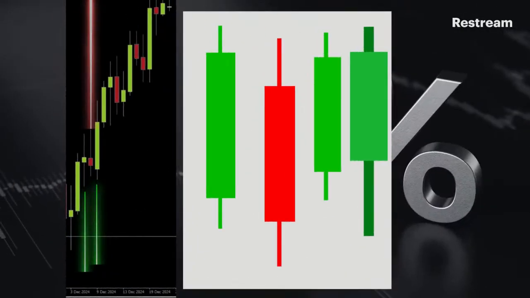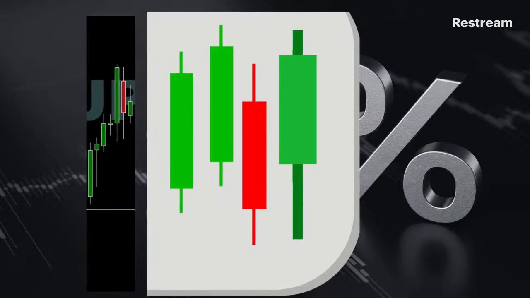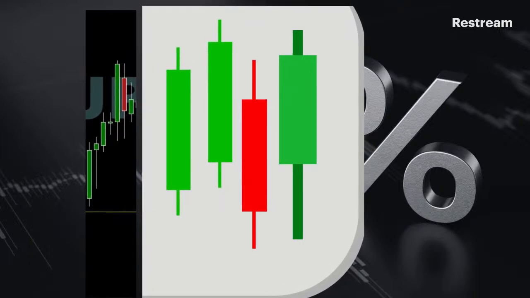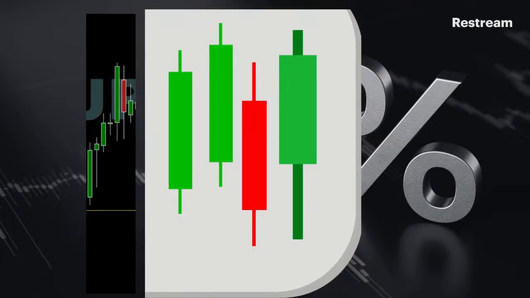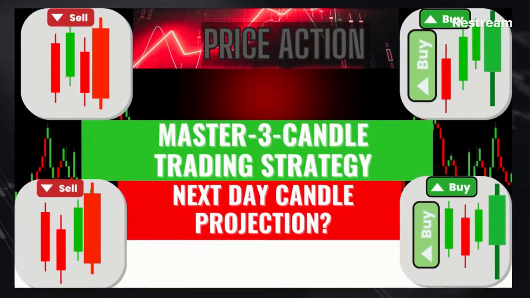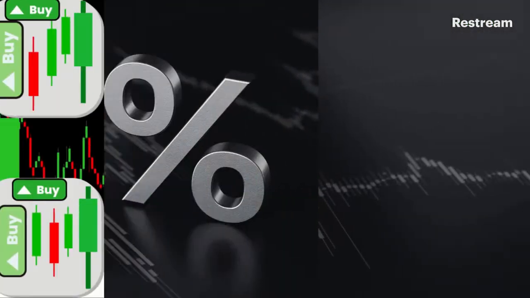Another example on December 9, 2024, we had green, red, green, so the next day should be green. And guess what? That's exactly what happened. Another example on February 11, 2025, we had green, green, red, so the next day should be green. And sure enough, that's what happened. This strategy is simple but extremely effective when combined with good risk management.